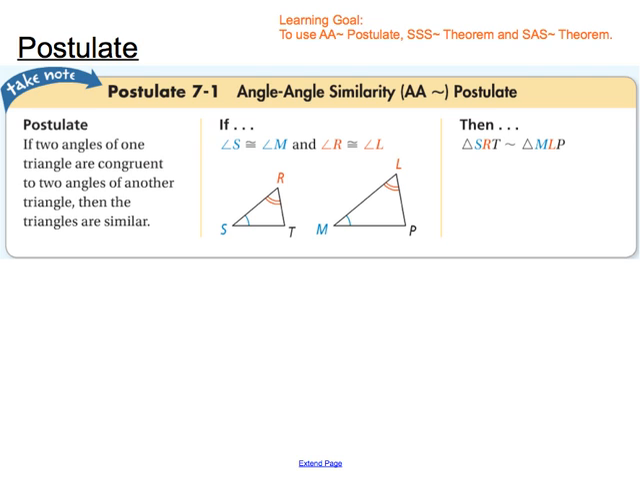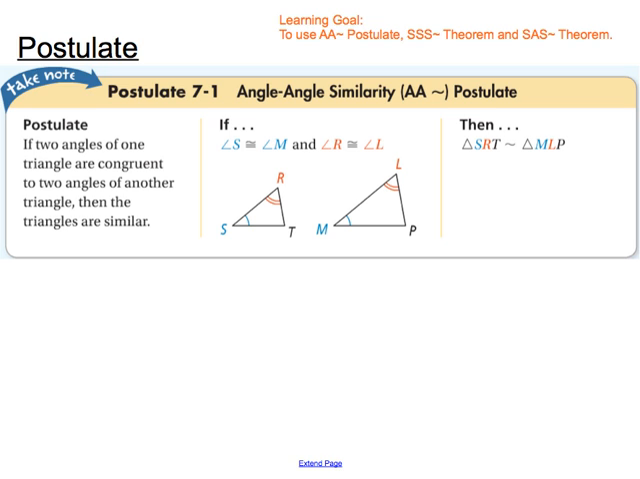First, let's look at the angle-angle similarity postulate. It states that if two angles of one triangle are congruent to two angles of another triangle, then the triangles must be similar. So here we have triangle RST and triangle LMP. We have angle R congruent to angle L and angle S congruent to angle M.